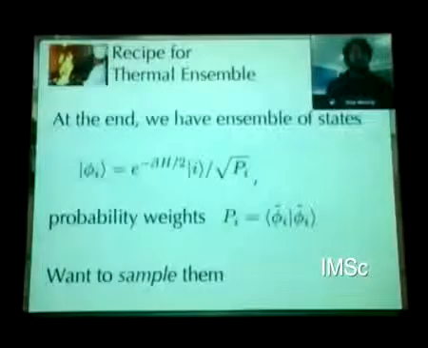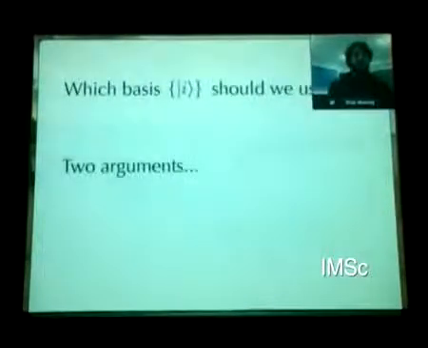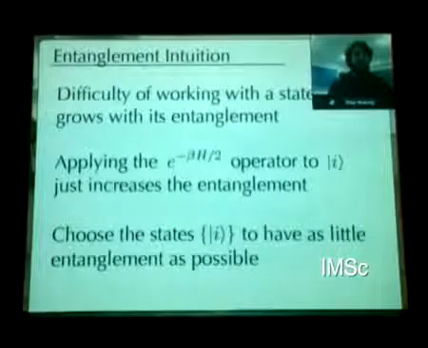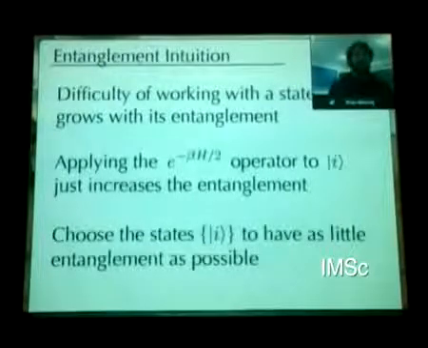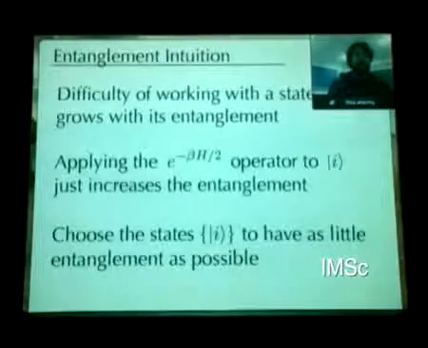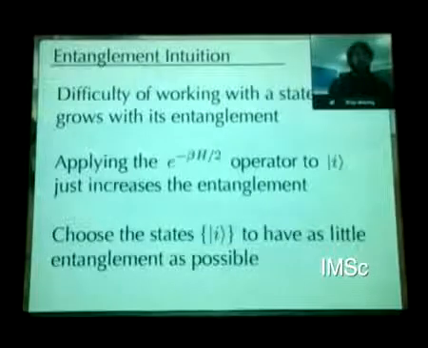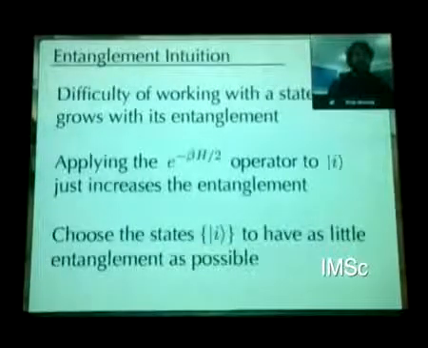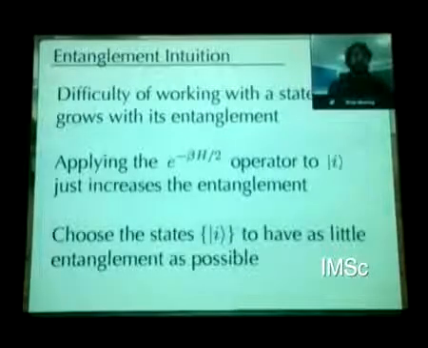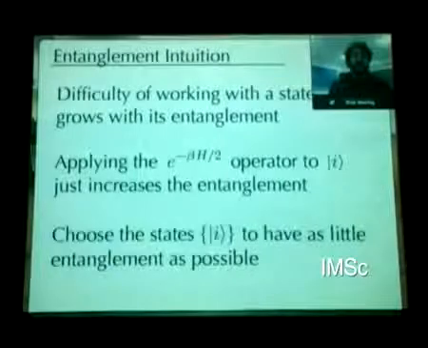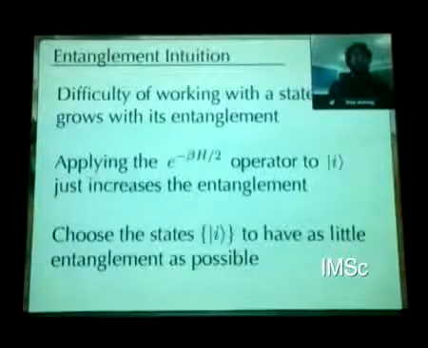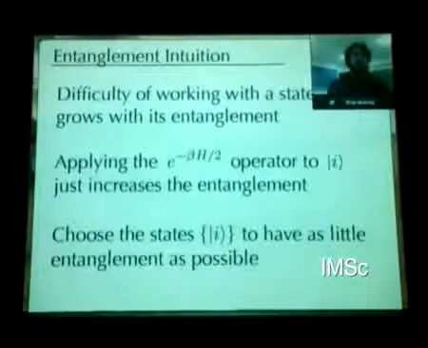But which basis I should we use to seed this? We have to start from some states to apply this time evolution to. I'll give you, on this slide and the next, two arguments that will lead us to the basis that we want to use. The first is thinking about entanglement. In DMRG methods, in matrix product state methods, the difficulty of working with a state grows with its entanglement. The more entanglement, the more states you have to keep, and the larger matrices you have to work with. So we want to have the least entanglement that we can get away with. If the state already has some entanglement, applying e to the minus beta H over 2 to it only increases the entanglement in general. So we want to choose these states I to have as little entanglement as possible, so that when the entanglement does increase, it will increase to some low value.